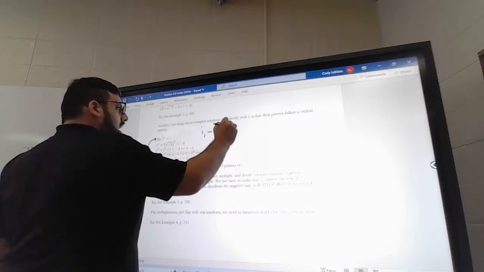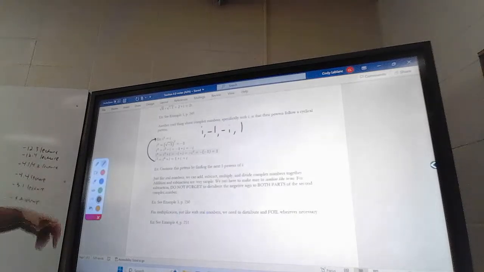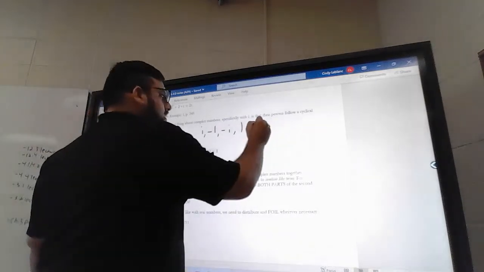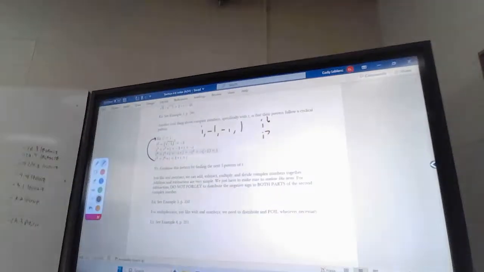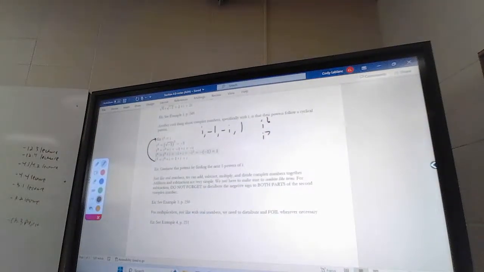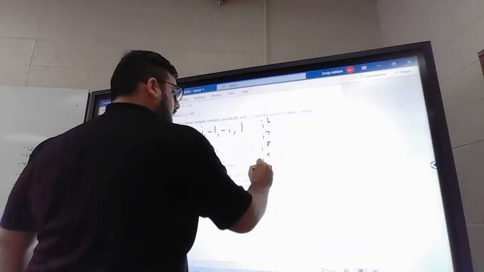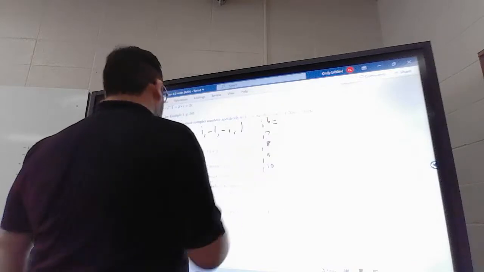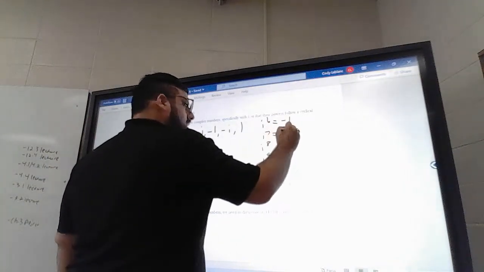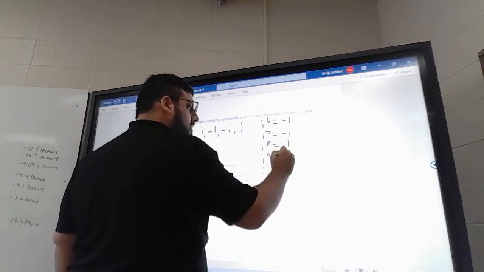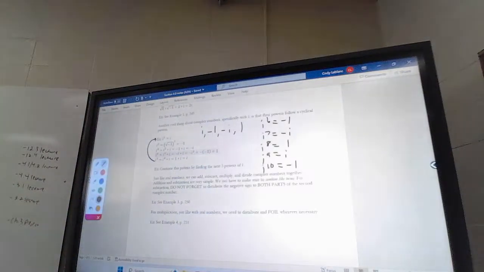i, -1, -i, +1. So if I want to find the next 5 powers of i from this, so i to the 6th, i to the 7th, i to the 8th, i to the 9th, and i to the 10th. So i to the 5th is i, so this is -1, -i, +1, i, -1. It's going to keep following that pattern.